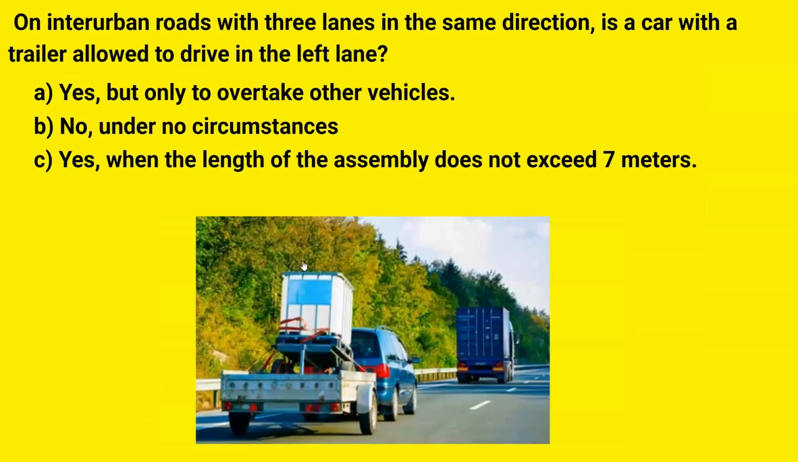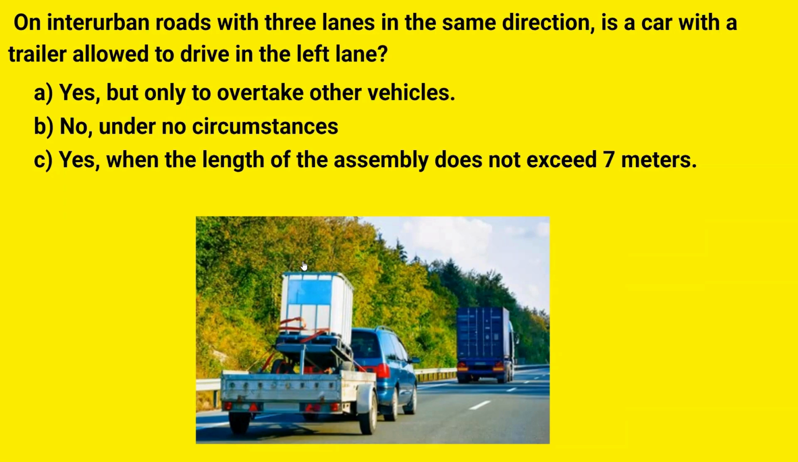Next question. On interurban roads with three lanes in the same direction, is a car with a trailer allowed to drive in the left lane? Option A, yes, but only to overtake other vehicles. Option B, no, under no circumstances. Option C, yes, when the length of the assembly does not exceed 7 meters.